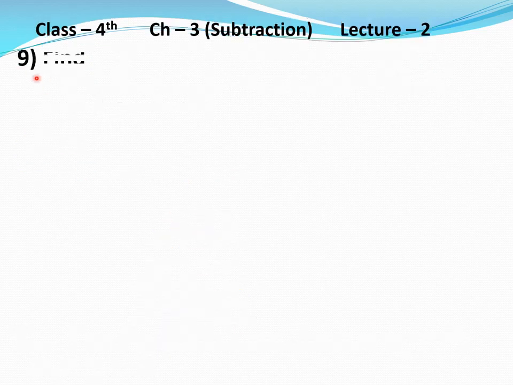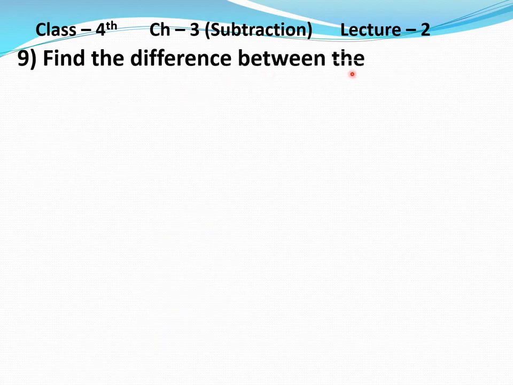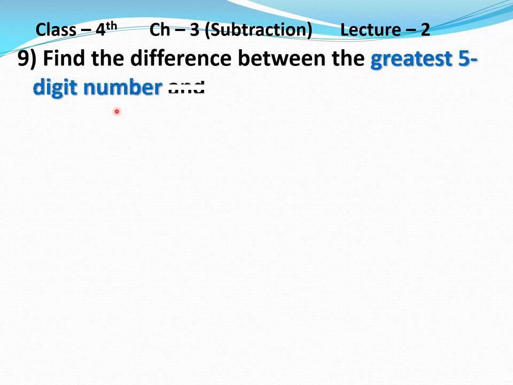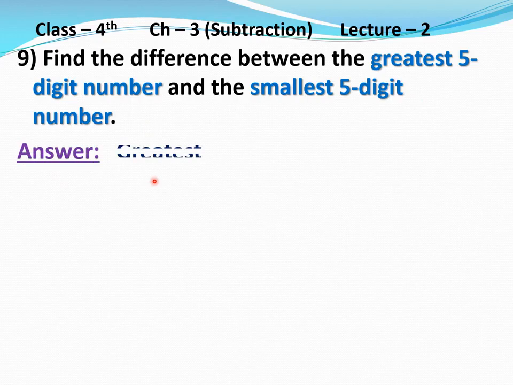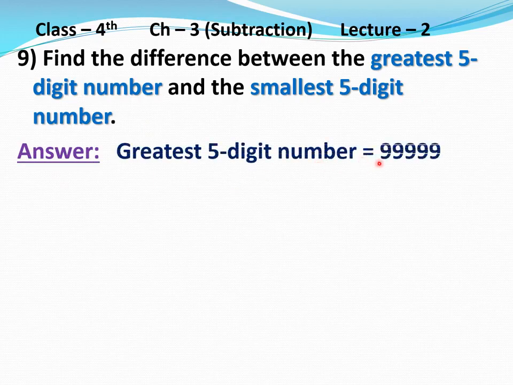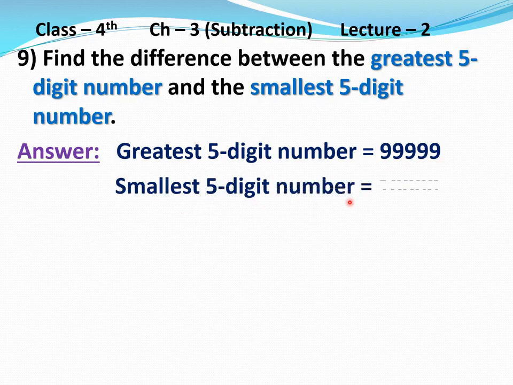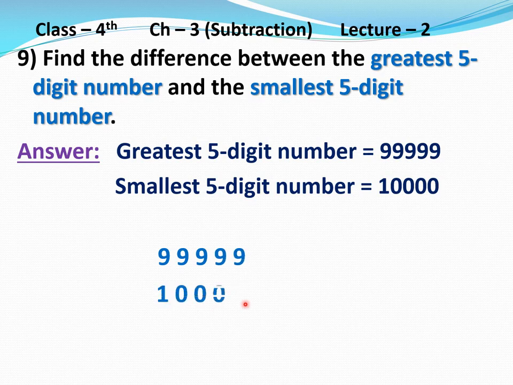Now, question 9. Find the difference between the greatest 5-digit number and the smallest 5-digit number. Answer. Greatest 5-digit number equal to 99,999 and smallest 5-digit number equal to 10,000. Now, we have to find the difference between these two. Clear? Write down 99,999 minus 10,000. Okay? Now, subtract this.